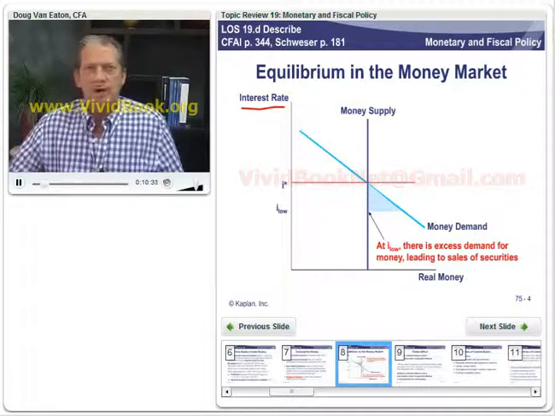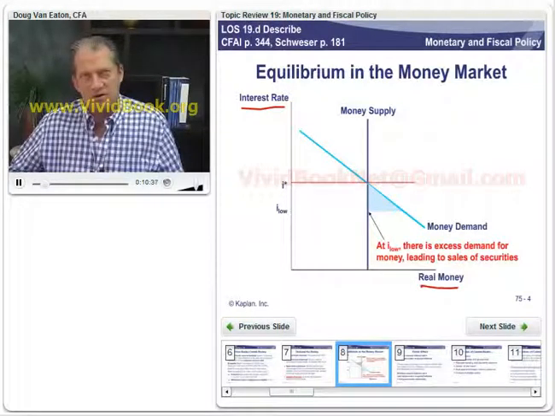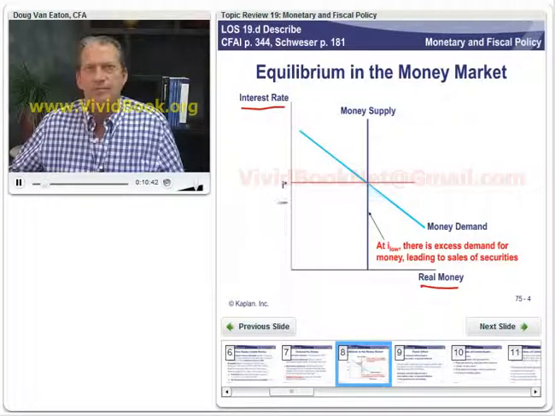So remember, interest rates on the y-axis and the real money supply here, so we're ignoring price level changes, real money supply on the x-axis. And here we are back at equilibrium.